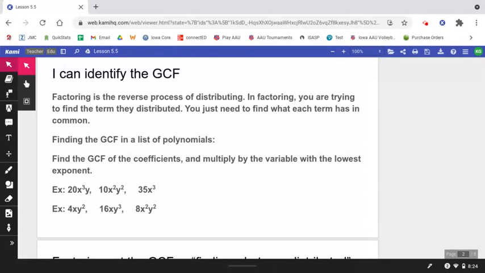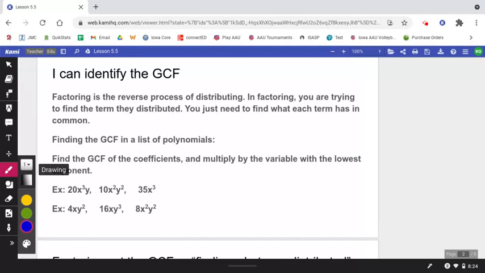So the first thing we're going to do for this example is look at the numbers 10, 20, and 35. And I want to say what is the biggest number that they can all be divided by evenly, which is 5. Then for the variable, we're looking for the lowest exponent that they all have in common. So this one here has 3 x's, this one has 2, and this one also has 3. So the most they have in common is 2. Now this one has a y, and so does this one, but this third one does not have a y, so they cannot have that in common.